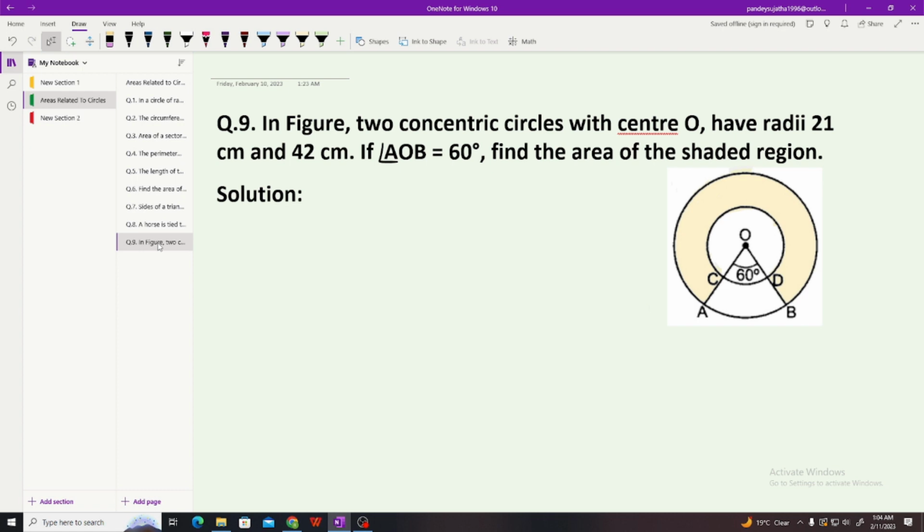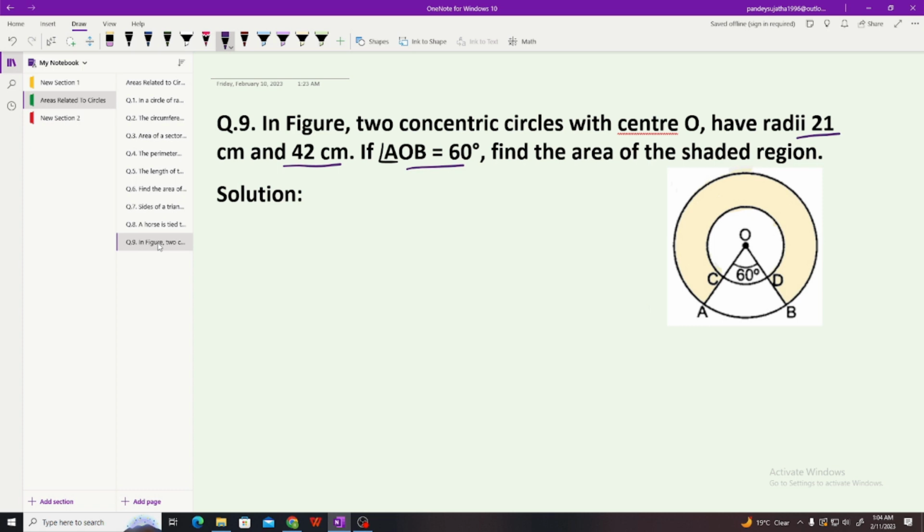So today this will be your last question. In the figure, two concentric circles with center O have radii 21 cm and 42 cm. If angle AOB is equal to 60 degree, find the area of the shaded region. So here the shaded region is given, so you need to find the area of the shaded region.